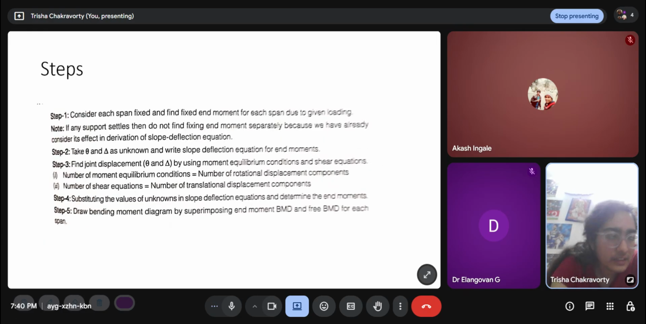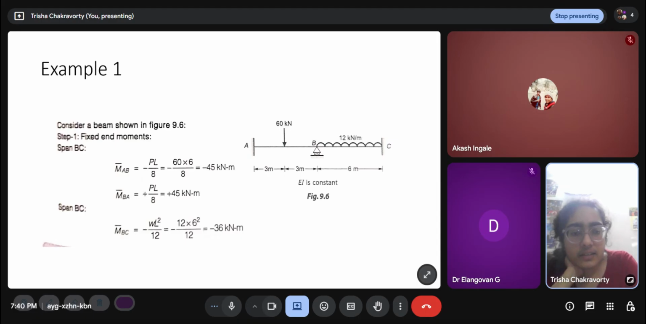We have done this form of moment method in consistent deformations. Since these are all linear elastic bodies, we can just take the fixed end moment. We will draw the bending moment diagram due to the fixed end moments, which will just be a straight line, and then we will superimpose the free BMD which we are going to derive. You don't have to actually add them up. You can just draw the bending moment diagrams over each other, and that will be good enough. So let's now look at a simple example.